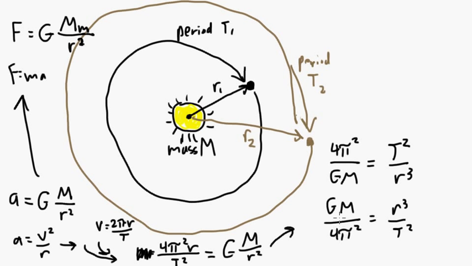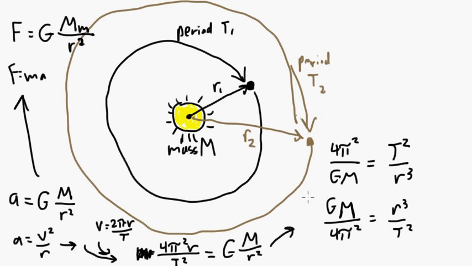The point here is that for this solar system where we have two planets and the sun, everything on the left is the same for both planets because this is the sun's mass, right? Capital M is the sun's mass. G is the universal gravitational constant. That's the same everywhere. And then you have 4, which is the same everywhere, and pi, which is the same everywhere, squared.